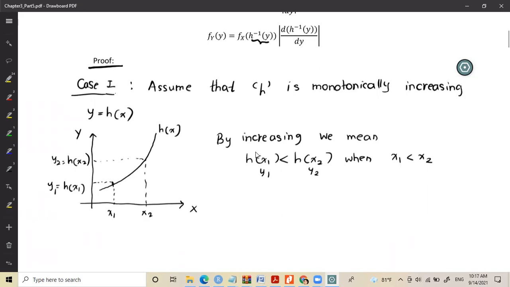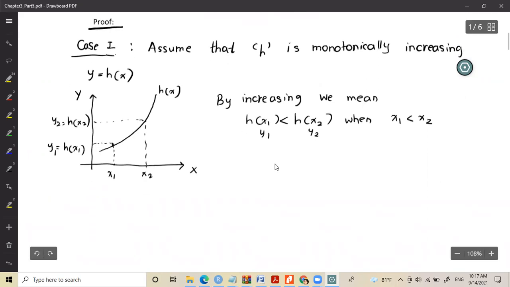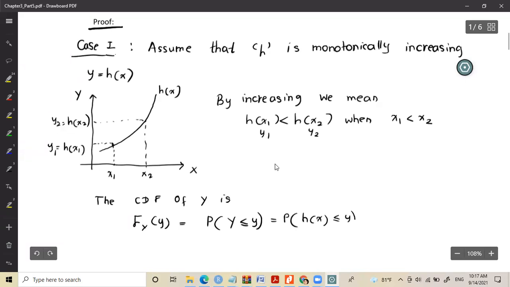Now let's look at the CDF of this function, right? You know the definition: capital F of y, according to the definition, is the probability that capital Y is less than or equal to any value y. But what is our Y? That is our function h of X, less than or equal to y. And if we take the inverse, this will be simply X less than or equal to h inverse of y. When it is increasing, you get the same sign.